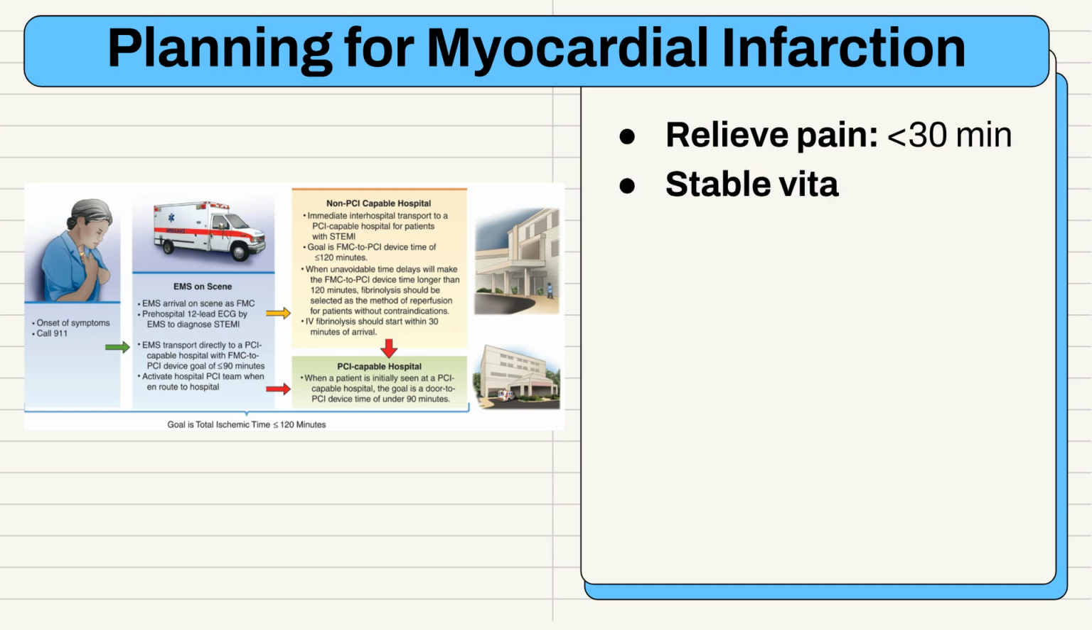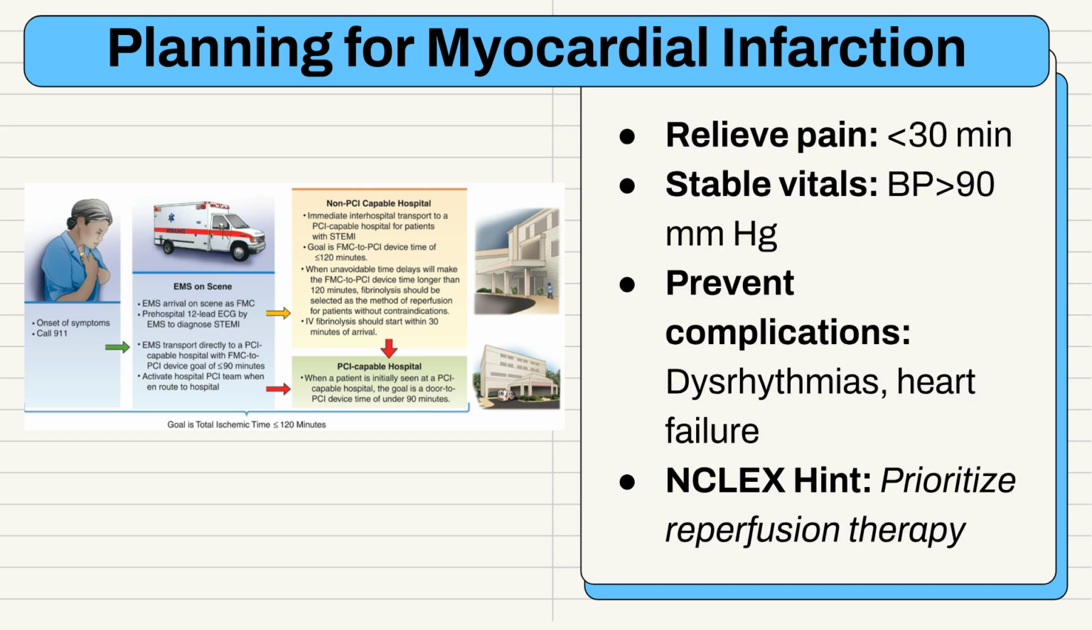In planning, we set measurable goals. For MI, priorities are: relieve chest pain within 30 minutes, restore adequate cardiac output, aiming for stable vitals, e.g., BP greater than 90 millimeters of mercury, and prevent complications like heart failure or ventricular dysrhythmias.